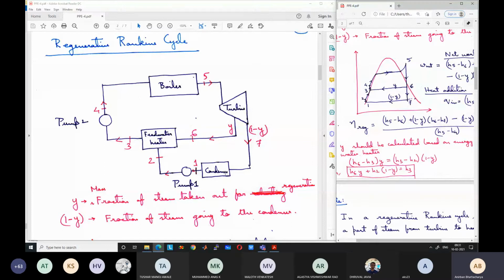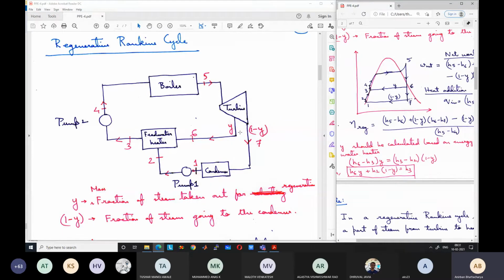Okay, so the fraction of steam that is brought from the turbine to the feed water heater can be denoted by Y, and the fraction of steam that is passed to the condenser can then be denoted as 1 minus Y. And typically the value of Y is very small. Okay, so it can be 0.1, 0.15 like that.